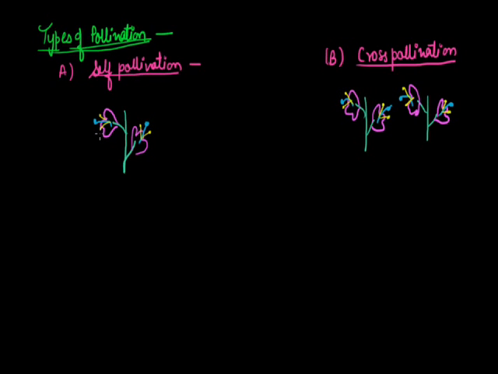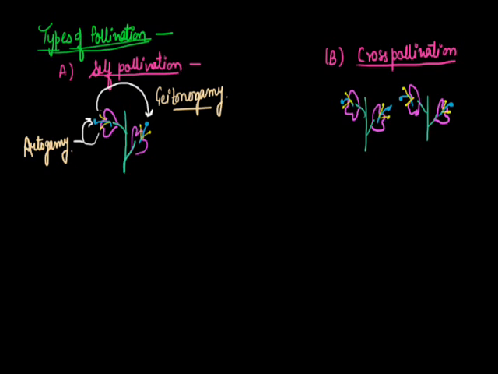Now, if the pollen grain of a flower moves towards the same flower's stigma, then this is a mode of self-pollination. This is called autogamy, self-fusion. While if the pollen grain of a flower moves towards the stigma of another flower on the same plant, although the flower is different, then this is also a mode of self-pollination, and this is known as geitonogamy.